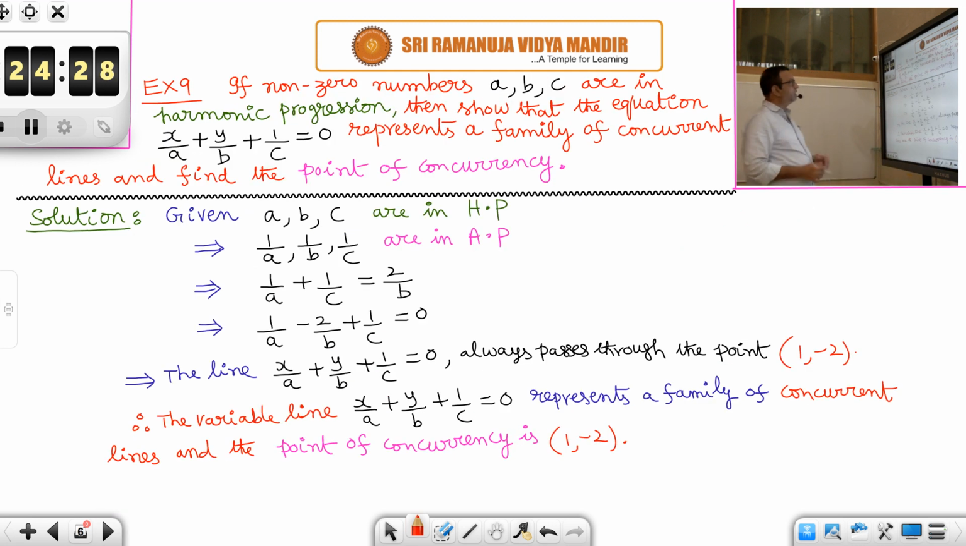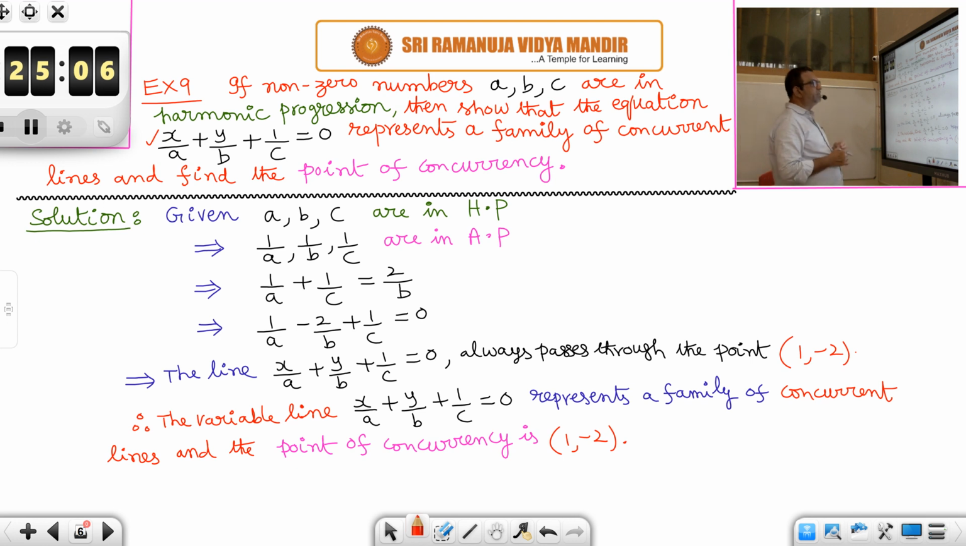Let us see the next example. This is also similar to the previous one. This is also a very simple question. If non-zero numbers A, B, C, A is not 0, B is not 0, C is not 0. Why has he put that condition? Because you see this equation, A, B, C are in the denominators: X by A plus Y by B plus 1 by C is equal to 0. If any one of A, B, C is 0, then this equation of the line will not be defined, is it not? So that is why the condition.